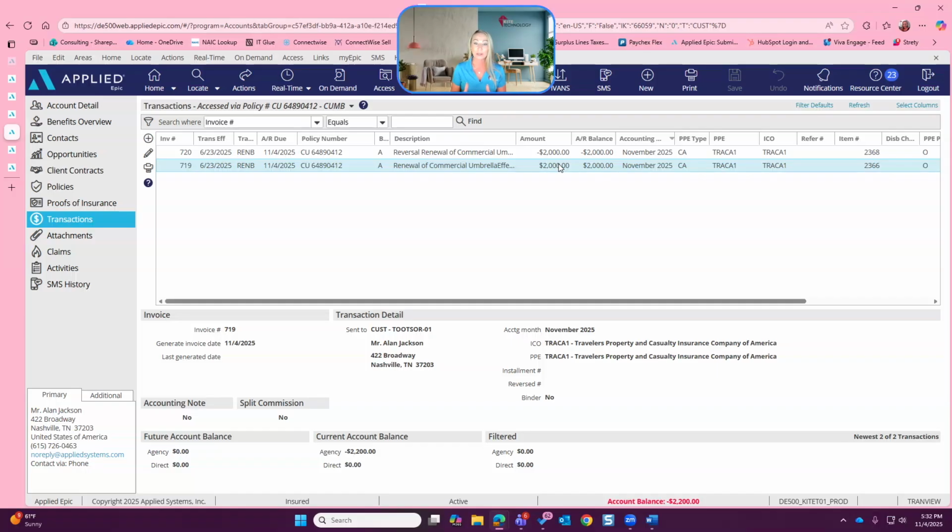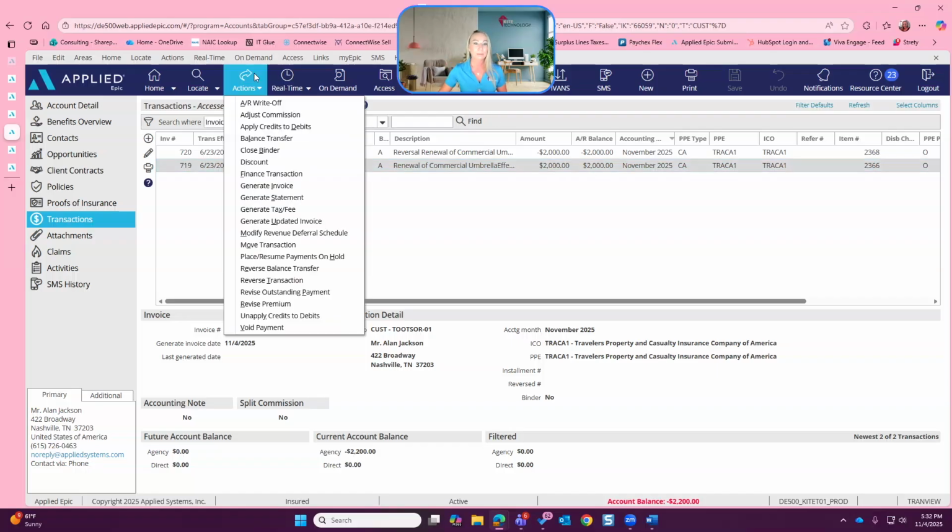So what you want to do when you find out that there is a transaction that has been entered incorrectly is back it out. If you have a chance before anything has been applied to that transaction, absolutely go right up here to your actions and reverse transaction. But in a lot of cases, because our agencies are moving so quickly and we're receiving payments and processing things right away, we're going to end up with a situation where something's already happened on this transaction. So we're going to have to back it out manually.